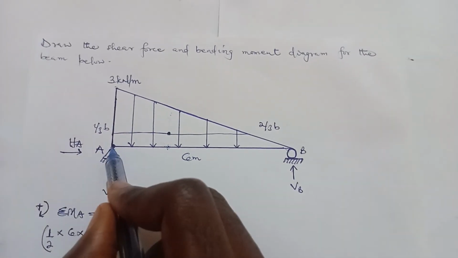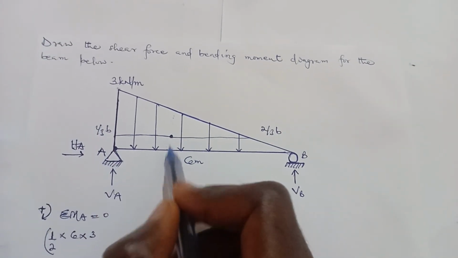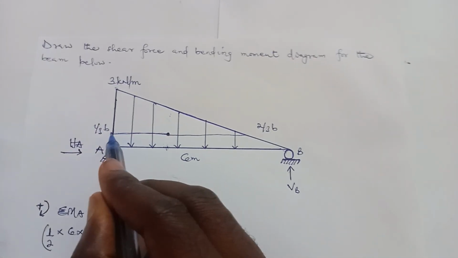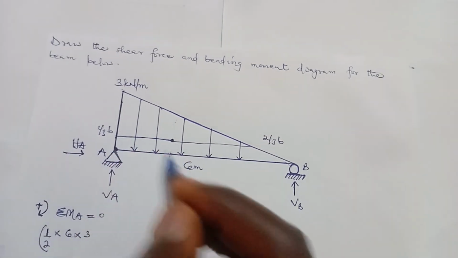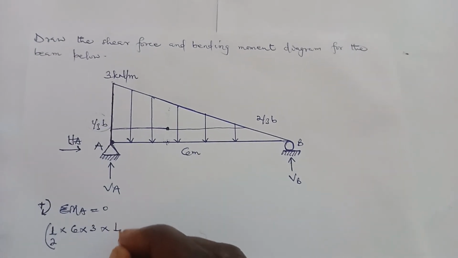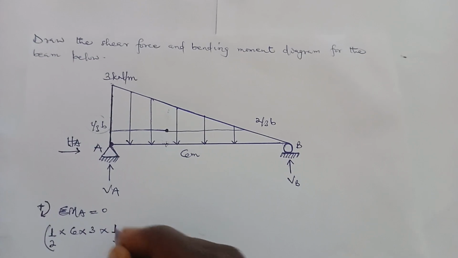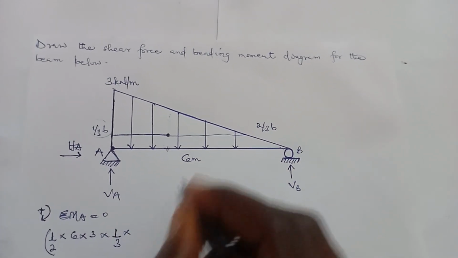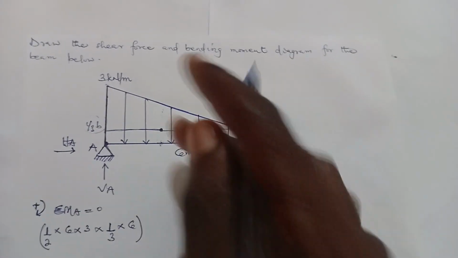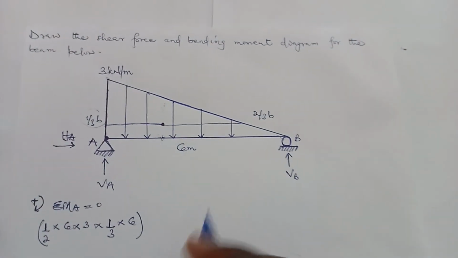So because we are taking moment about A, we need a perpendicular distance from the centroid of the triangle to where we are taking the moment, which is A. So this means that you are going to use 1/3. The perpendicular distance is going to be 1/3 of the base. And the base is 6. So this is the clockwise moment the triangular load is going to cause.